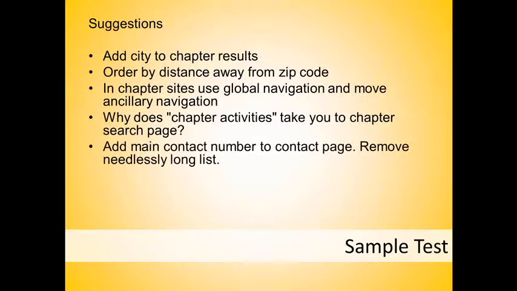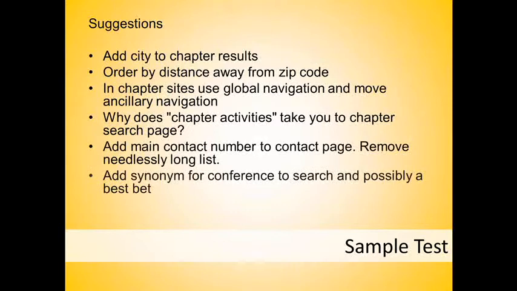We're going to add the main number contact to content page, remove that needlessly long list, and be more focused in it. And you'll notice in conference, it showed me something that SharePoint allows you to do, because you can add a synonym for conference for meeting, so we know in this case we're talking about them synonymously, and we can possibly include a best bet as well that says when I search for conference, here is an item for them. So that allows you to use what SharePoint provides you and match that to a usability test result.